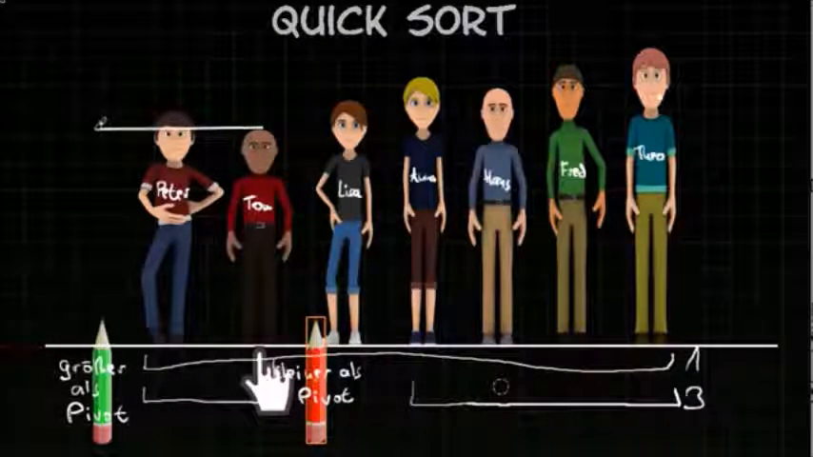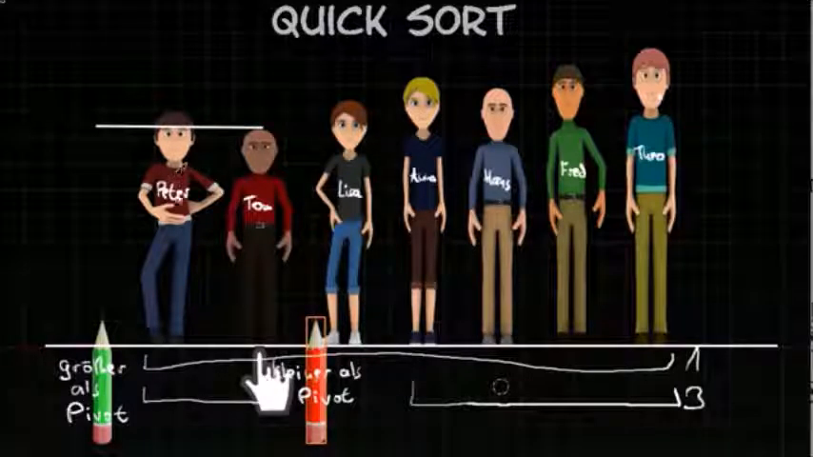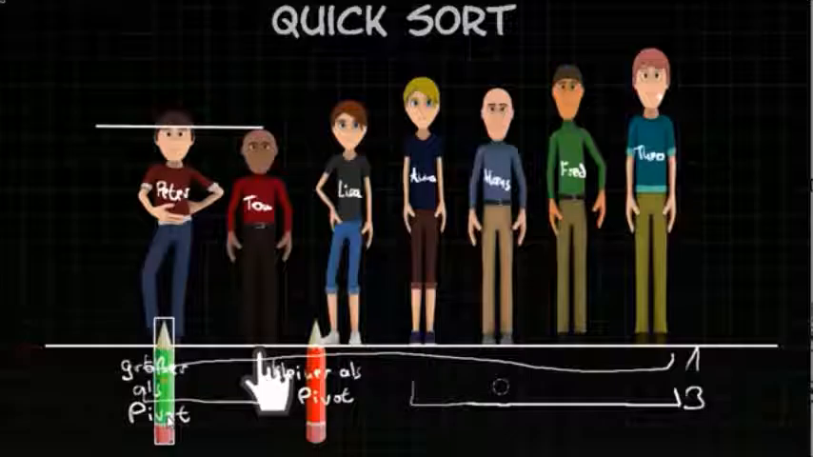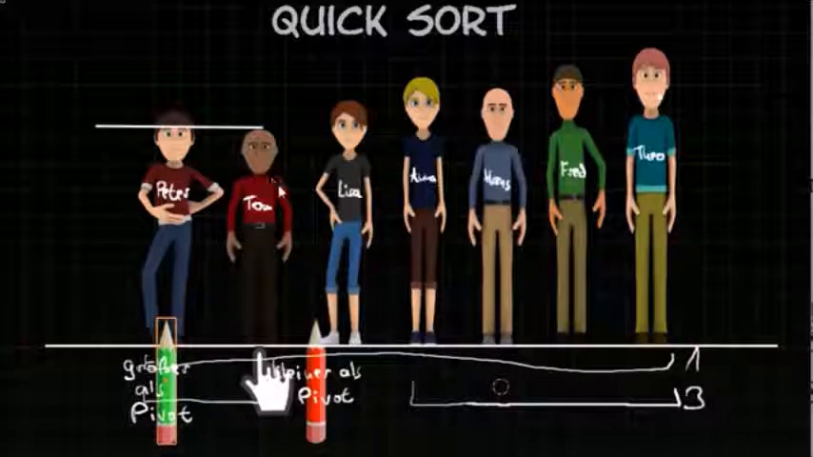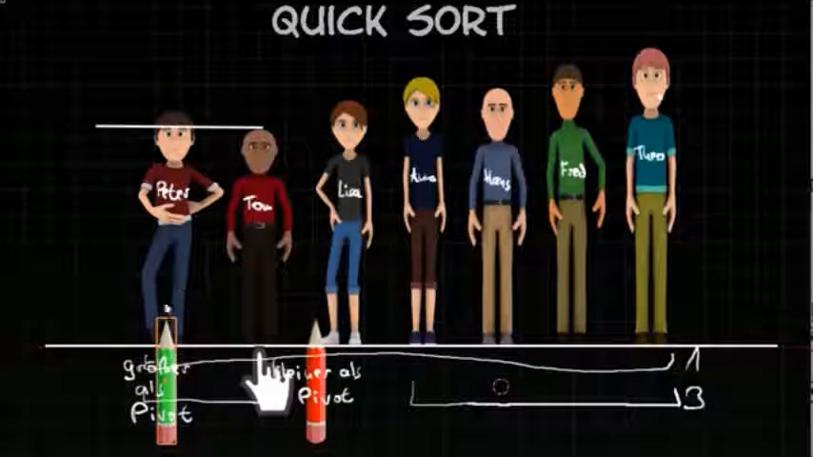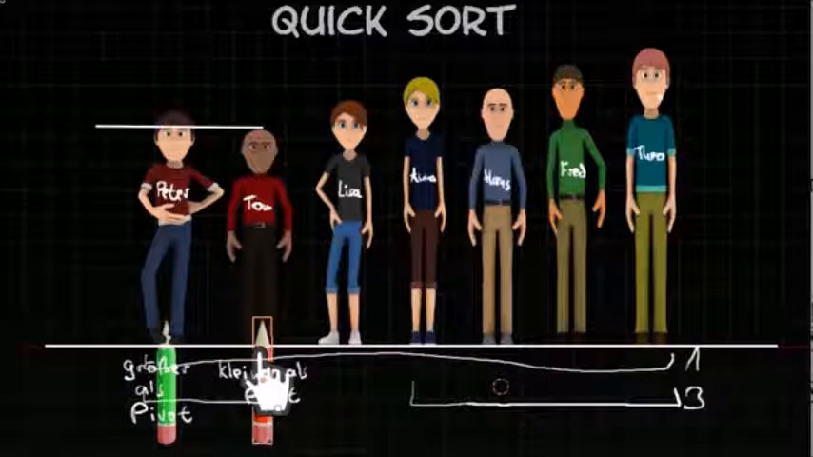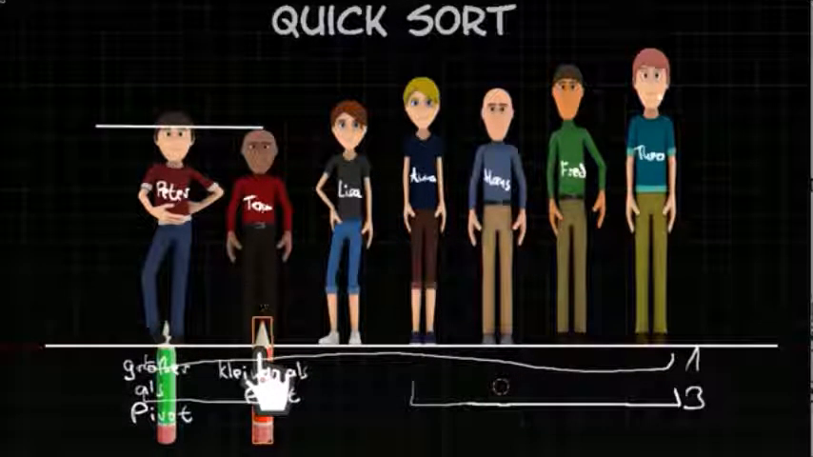So in here we are going to draw a comparison line again. And then we can start with the green pointer. Is Peter taller than Tom? Yes, this is the case, so the green pointer stays with Peter. Then the red pointer starts. Is Tom smaller than Tom? No, so he can move on.